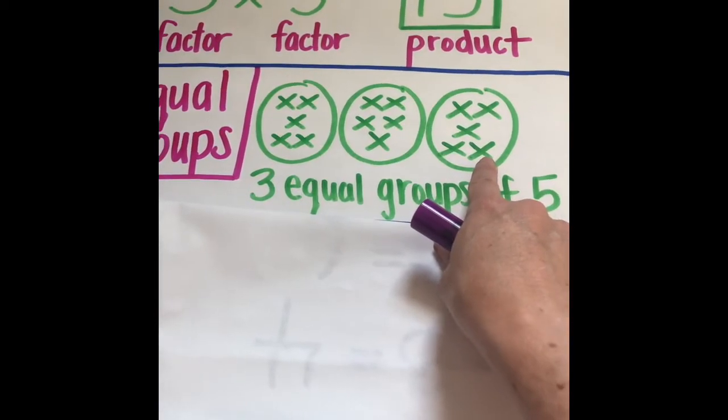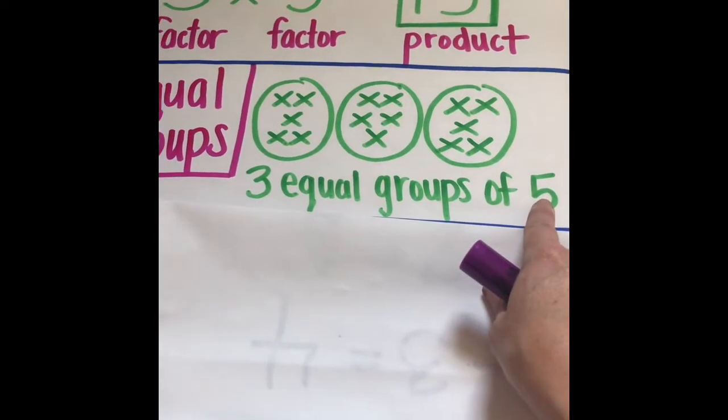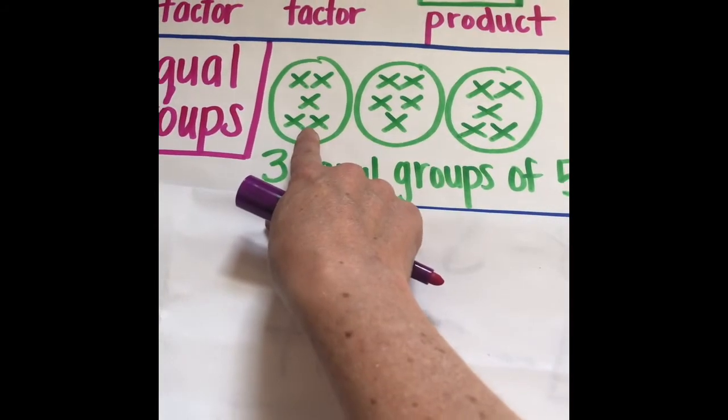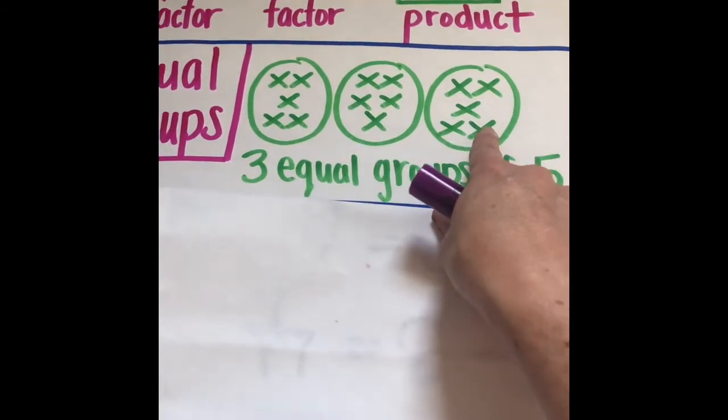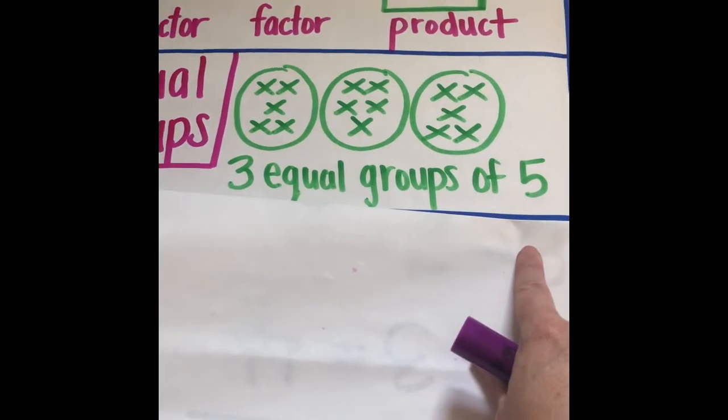So we're combining equal things. We have 3 equal groups of 5. And I know in order to find my answer, I would just do some quick skip counting or adding 5 plus 5 plus 5, 5, 10, 15. I know my product is 15.